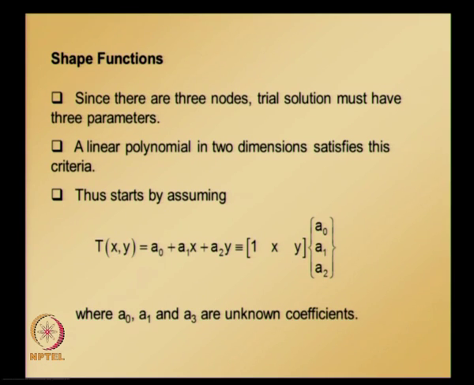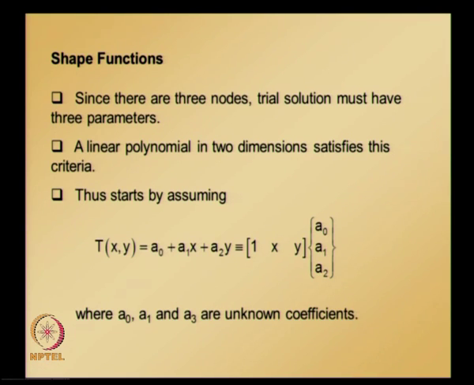And this procedure that we are adopting here is similar to what we did for the one dimensional 2 node element or 3 node element. For a 2 node line element, we started out with u is equal to a0 plus a1 x, and then we obtained 2 equations to solve for a0, a1 by substituting u is equal to u1 at x is equal to x1, and u is equal to u2 at x is equal to x2. By substituting these, we obtain 2 equations.